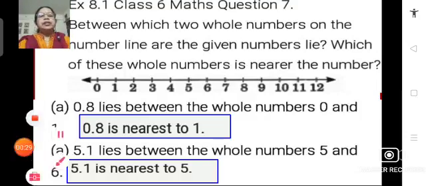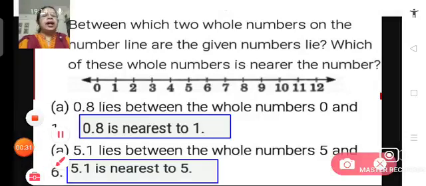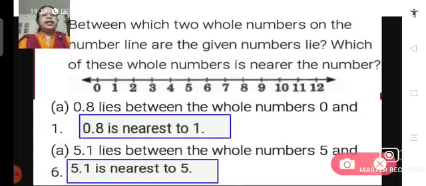So, where does 0.8 lie on this number line? 0.8 lies between the whole numbers 0 and 1. And to which number is it nearer? It is nearer to number 1. B, 5.1. Where does 5.1 lie? 5.1 lies between the whole numbers 5 and 6, and it is nearer to whole number 5.